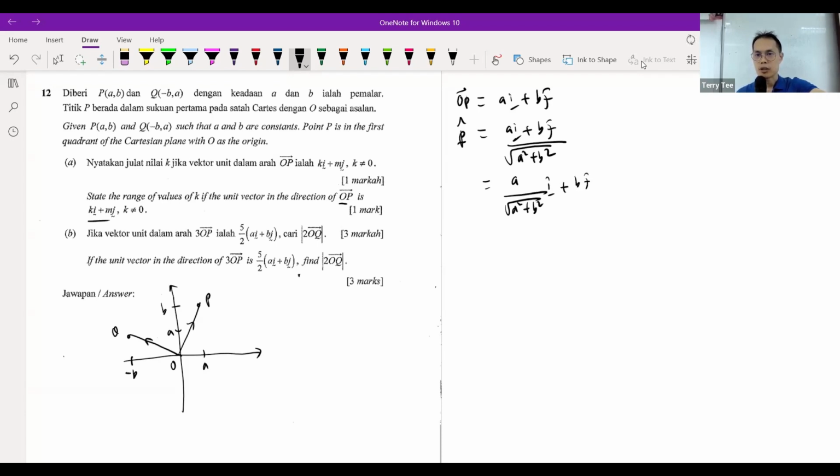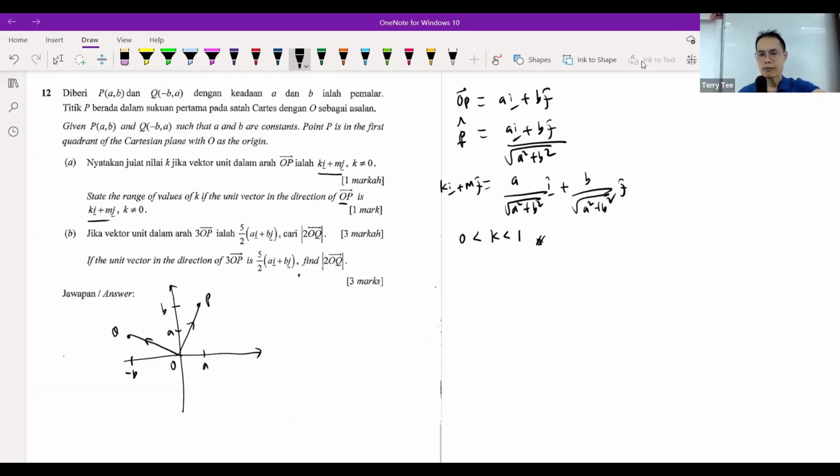Whatever values of this number here is not going to be more than 1, but it cannot be 0, because a and b are constant. If it's 0, it's at origin, right? So if you're finding the range of values of k, the unit vector is ki plus mj. Your k value is not going to be more than 1, because the whole thing has a magnitude of 1. So k is between 0 and 1. Okay, just to help you understand, let's use a figure.